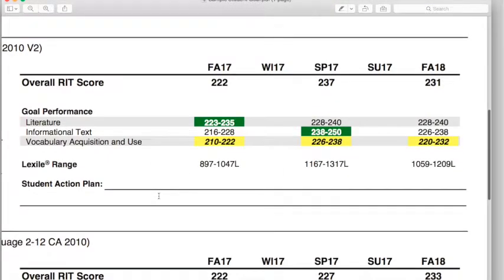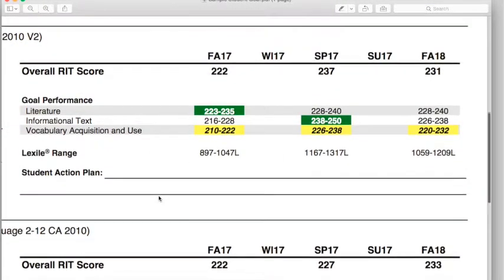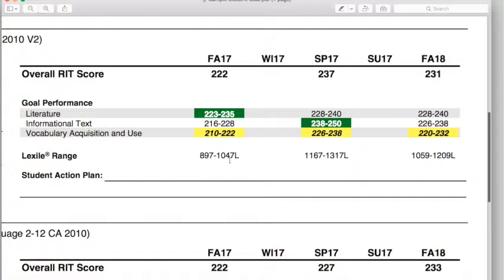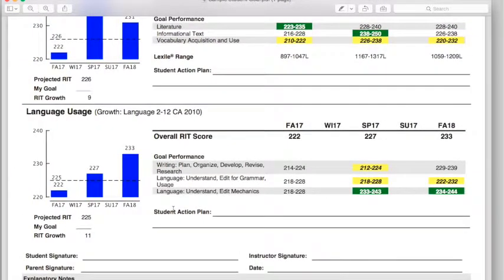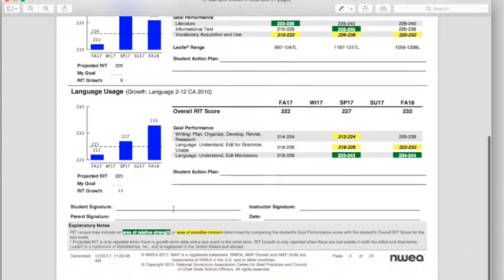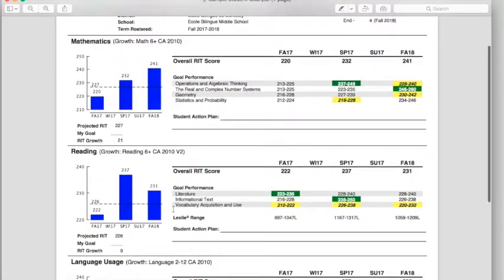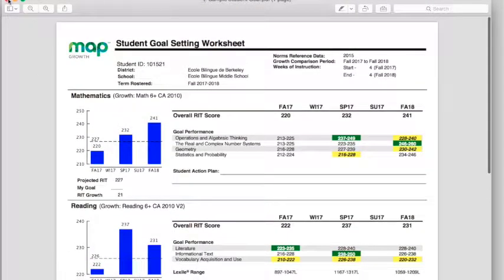And you'll see the same thing here. Obviously, within the reading section, you have additional information which you can check in with your English teacher, be that Mr. Pruce or Ms. Headland, about the Lexile range, where they are within that bit of information. And again, you have the language information for that. So that's how you're able to read these goal setting worksheets.